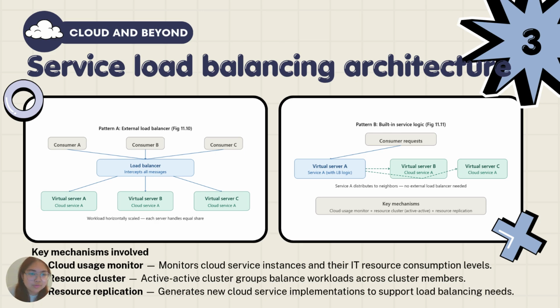Will directly go to virtual server A, and it can distribute it to virtual server B or virtual server C, depending on how much of the workload there is. So there's a key mechanism involved with using built-in service logic, which is a cloud usage monitor. It tracks how hard each instance is working. And we had a resource cluster running in active mode, so all nodes share the load, and a resource replication that spins up new instances when demand requires it.